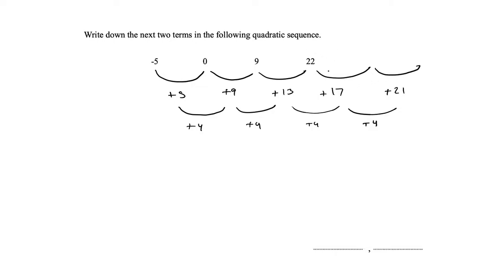Okay, so 22 add 17 is going to give you 39, and then 39 add 21 is going to get you 60. So the next two numbers in the sequence are going to be 39 and 60. Okay, so 39 and 60, and that would be worth 2 marks.